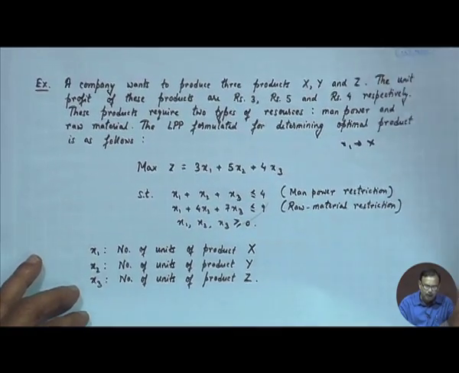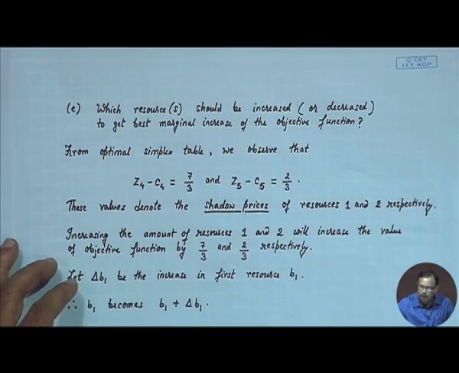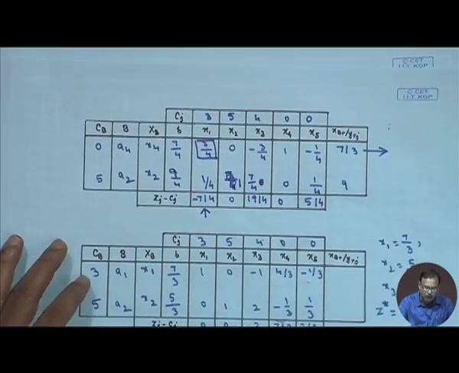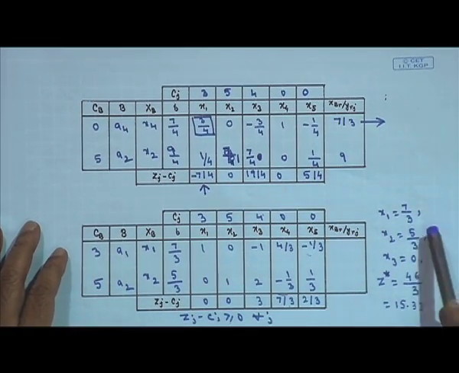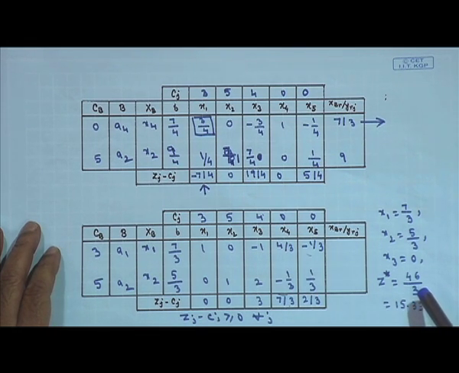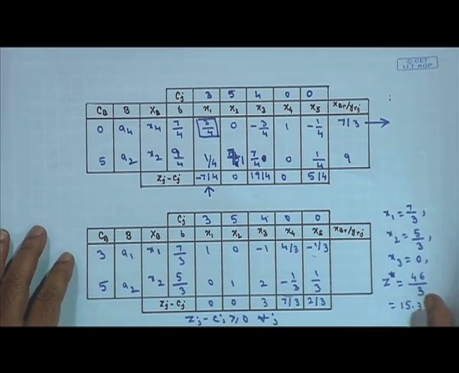And for this particular problem, if you recall, your solution was this table. The last table was the solution, that is x 1 equals 7 by 3, x 2 equals 5 by 3, x 3 equals 0 and z star was 46 by 3. The basic variables were x 1 and x 2 and the others were the non-basic variables. So, this was the initial optimal solution.